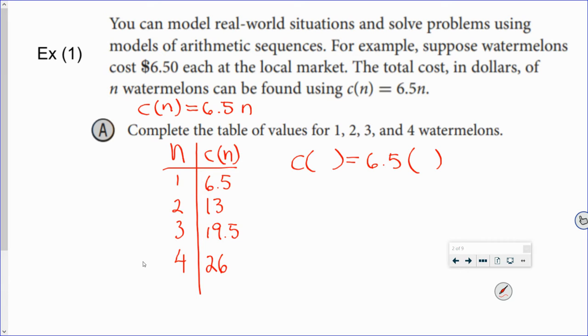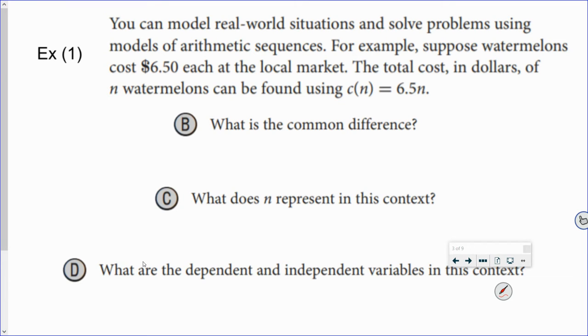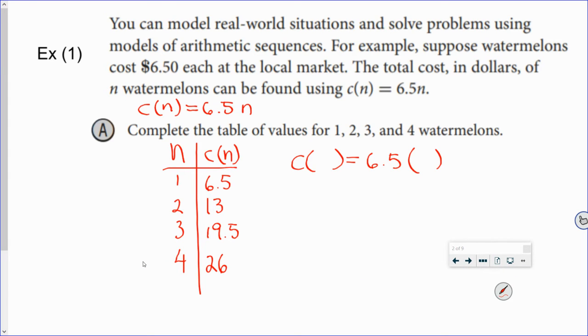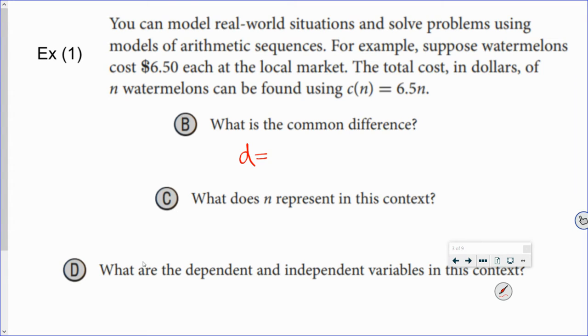Does that make sense? There's nothing wrong with that, because all multiplication is repeated addition. If I say 3 times 6.5, that means I took 6.5 and added it 3 times. So what's the common difference? In this case, it's 6.5, because it's increasing by 6.5 every time. Good question. Let's go to the B part. So you just answered that question. She said, what is the common difference? Well, we looked at this chart, and it was increasing by 6.5. So the common difference is 6.5.